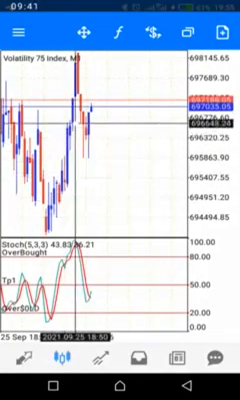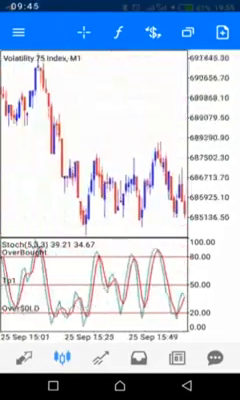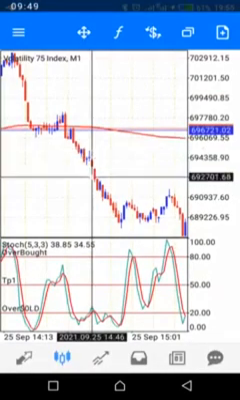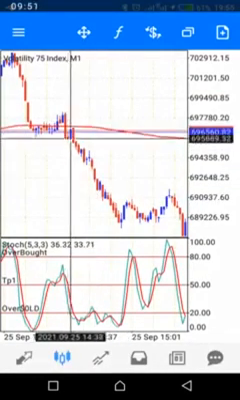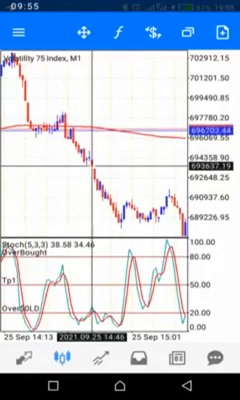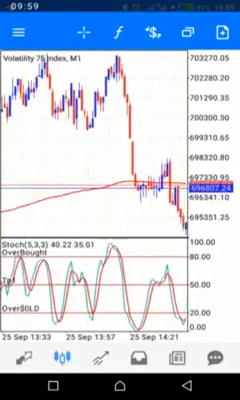So only sell when the market is in a downtrend and buy when the market is in an uptrend. Now, can you see the market is in a downtrend here? How do you know? Because the candlesticks are below the 200 moving average. Now let's check. I want to look for a perfect example.